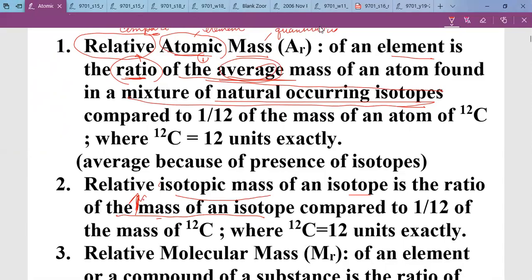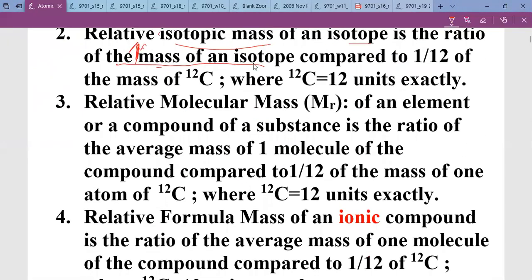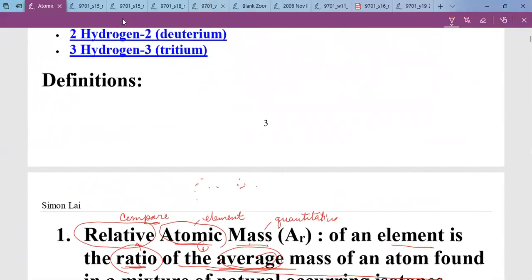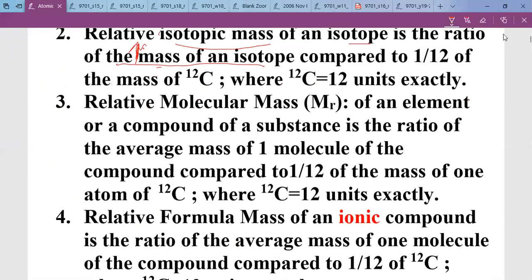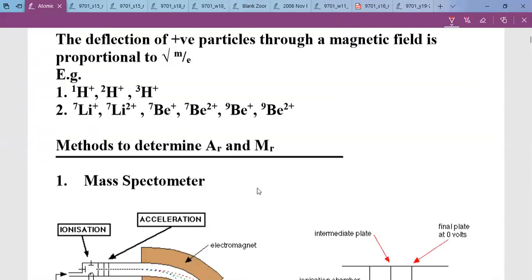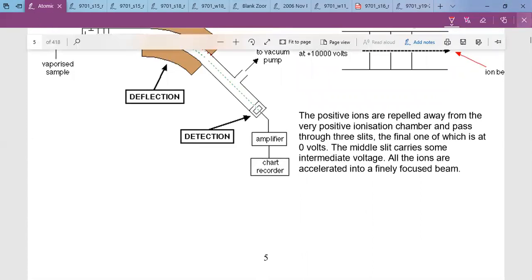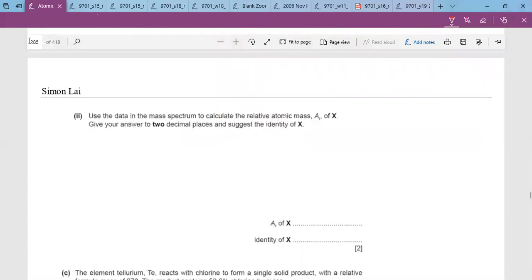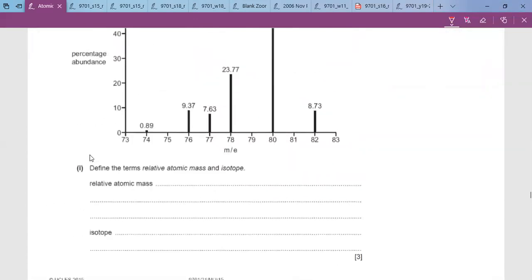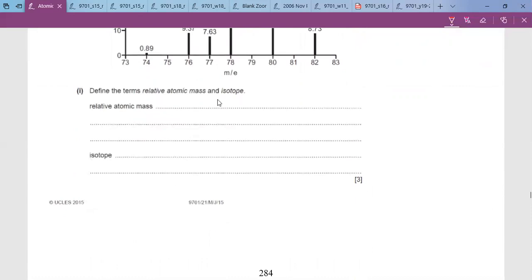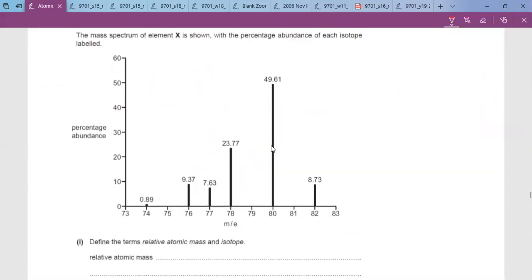Page 28. I hope you got here. This thing is really driving me crazy, it doesn't move. Where is it? It's supposed to give me the page. This thing is ridiculous. Okay, page 284. This one we'll learn probably next lesson.